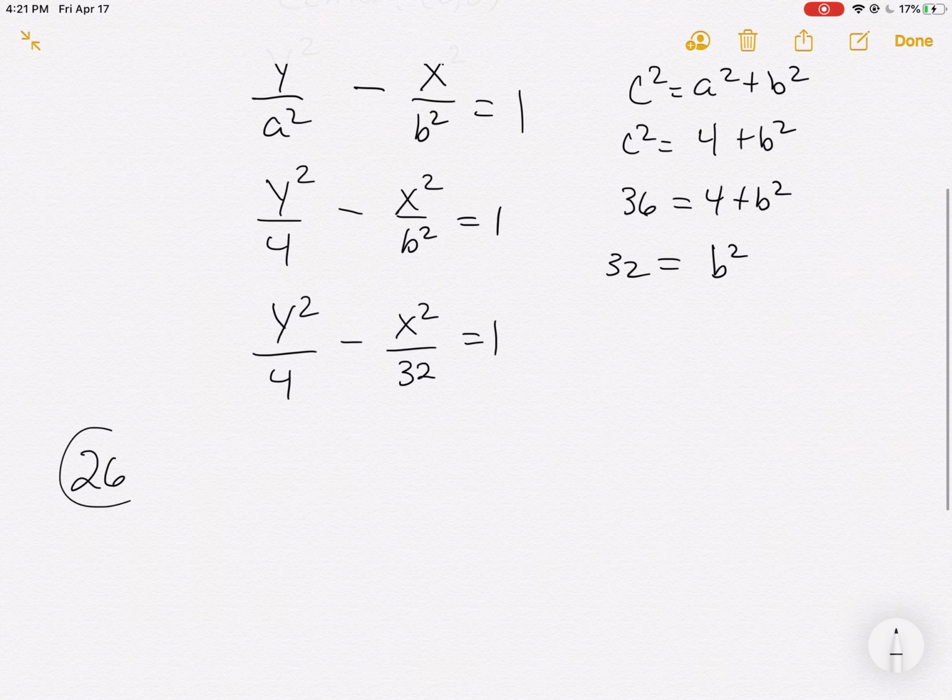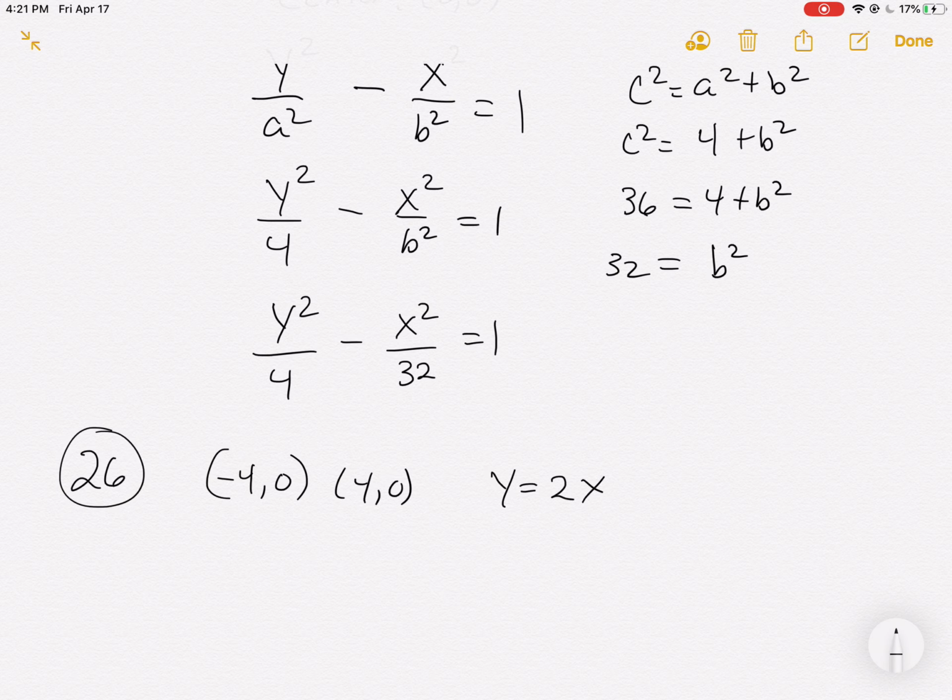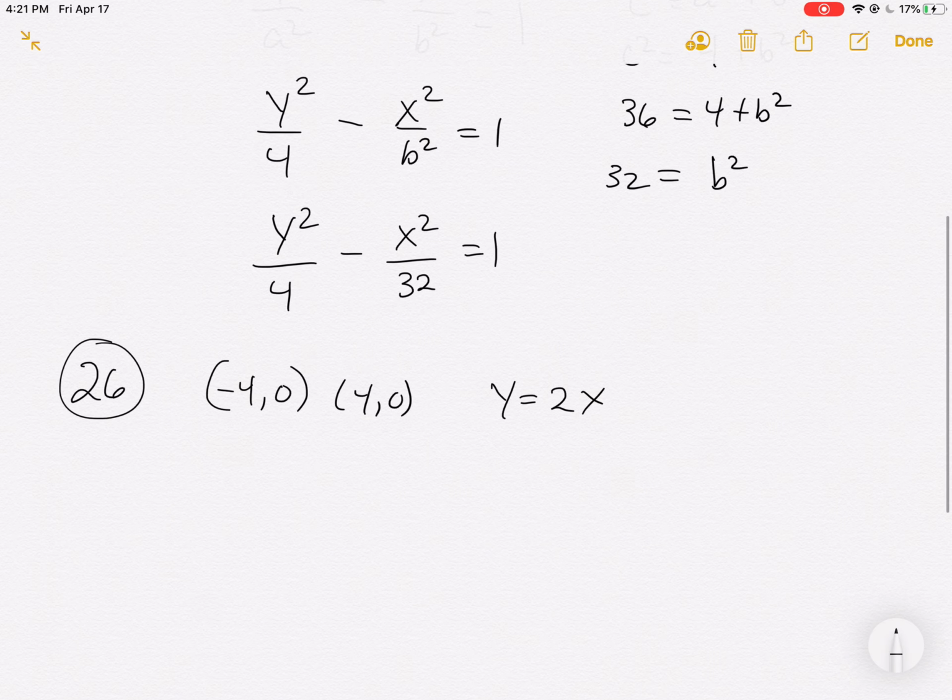So let's see what information they give us in 26. Well, they give us the two vertices, (-4, 0) and (4, 0). That tells us our center is at (0, 0). And then they give us one of the asymptotes, y is equal to 2x, not 2 over x. So what do we know? We know our center is at (0, 0) because that's right in between those two points. We know everything's happening in the x direction, so this is an x squared minus y squared.